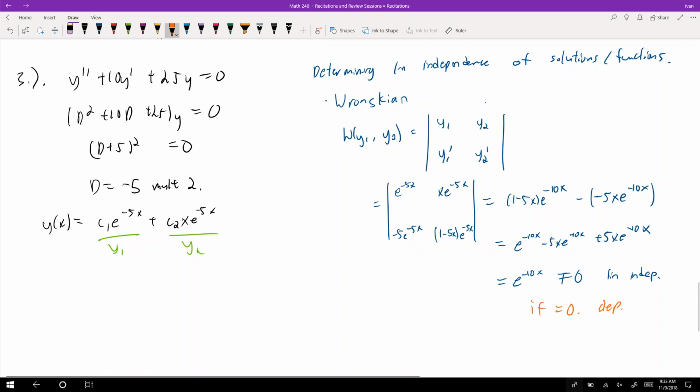Like if you could choose a point x that made that 0, whatever, but if it's everywhere 0, then it's not good. Okay, so the next thing, a logistical thing to ask is, what if you have more y's?